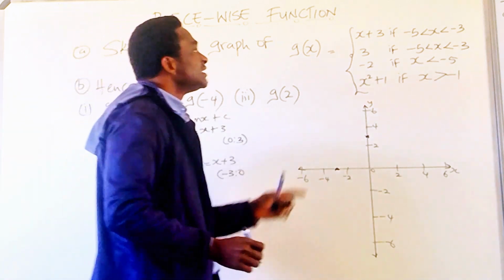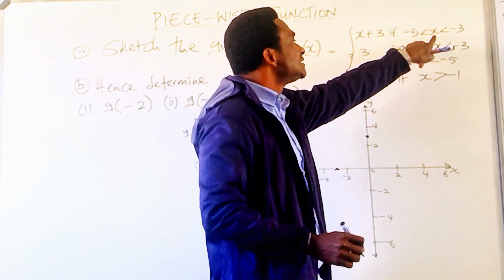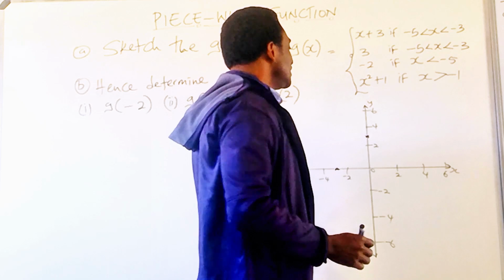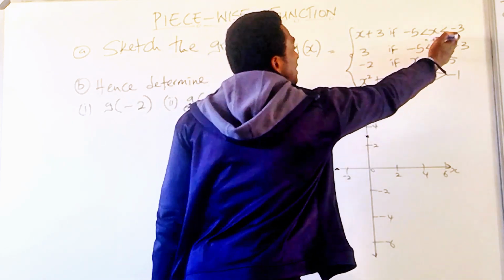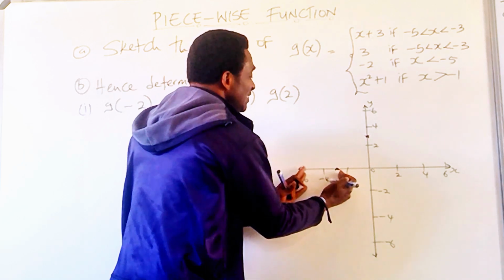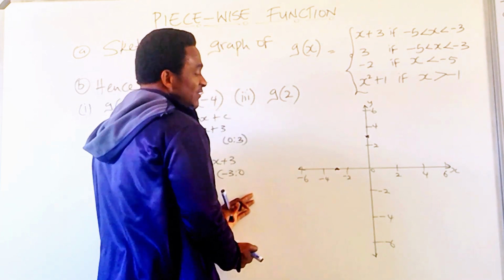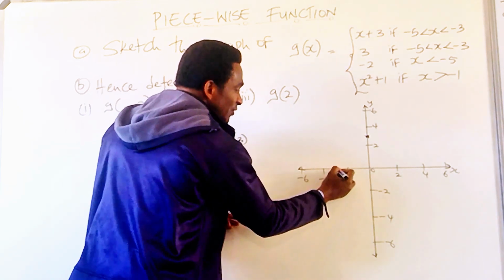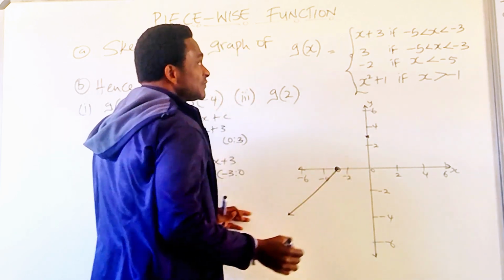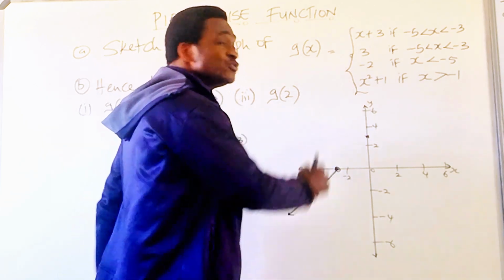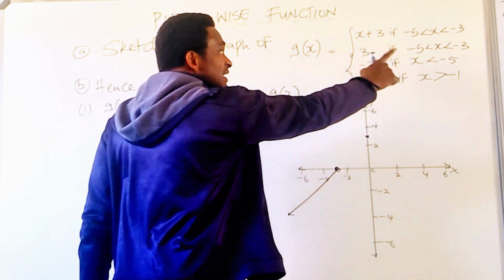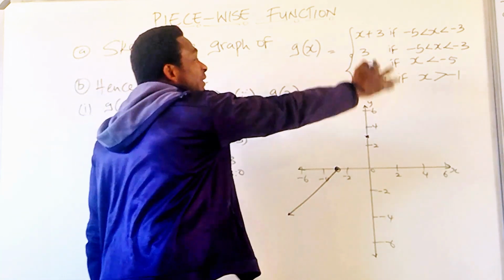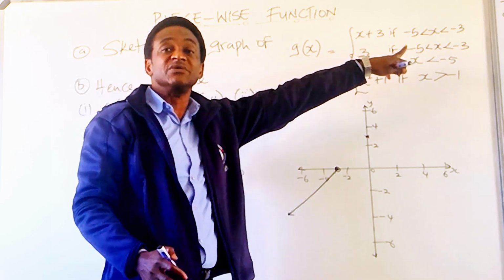Now, what is the restriction? The restriction says that for this particular graph, x is greater than -5, but less than -3. That means every other place, it must be within this range. So it must be between -3 going up to -5. So I can only sketch this part of the graph. Remember, it is greater than -5. That means it will go all the way down, but it is less than -3, hence the open dot here. So this is the graph. Every other part cannot be sketched because we have a restriction.